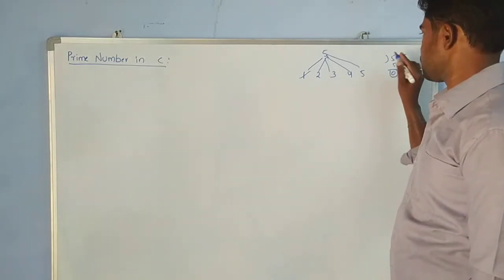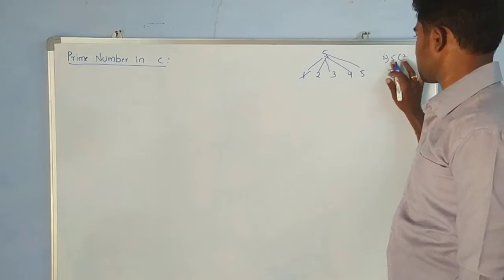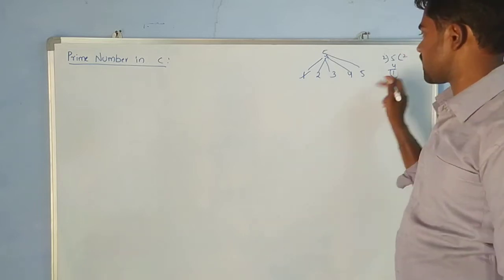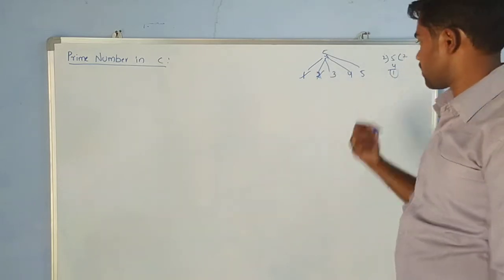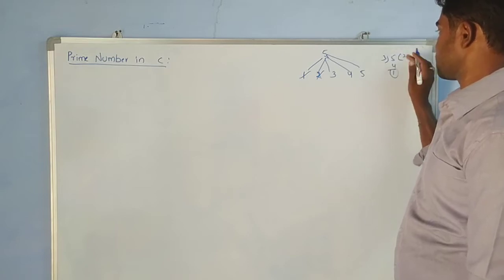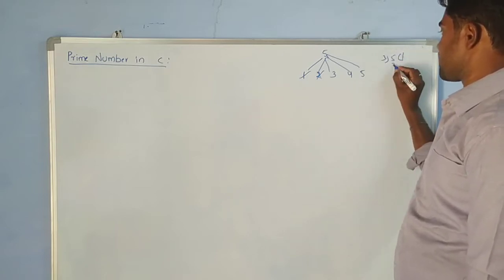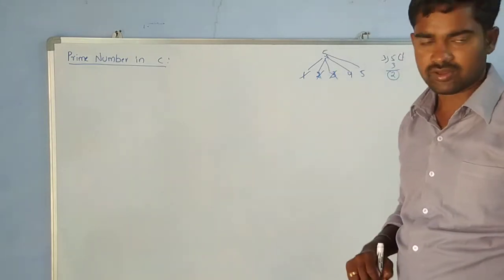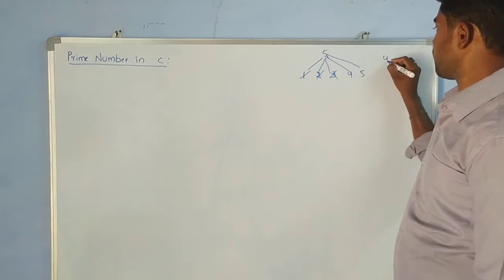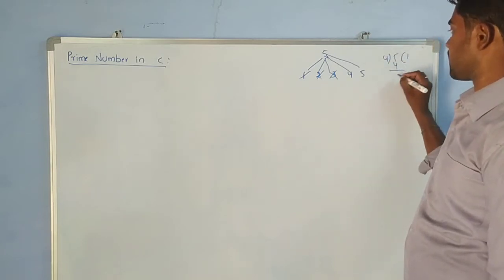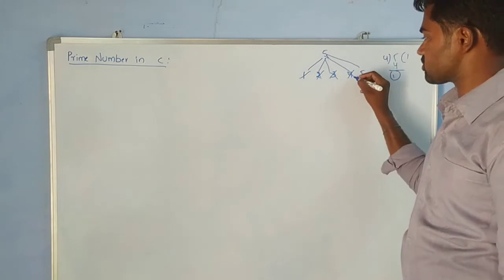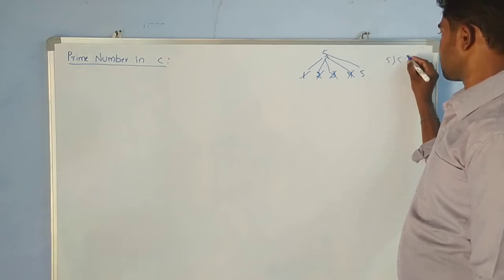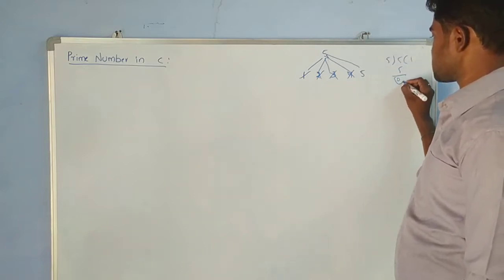Now take 2: 5 divided by 2 gives quotient 2, the remainder is 1, so it is not a factor of 5. Now come to 3: the remainder is 2, so it is not a factor of 5. Now take 4: the remainder is 1, so 4 is also not a factor of 5. With 5: 5 divided by 5 is 1, the remainder is 0.